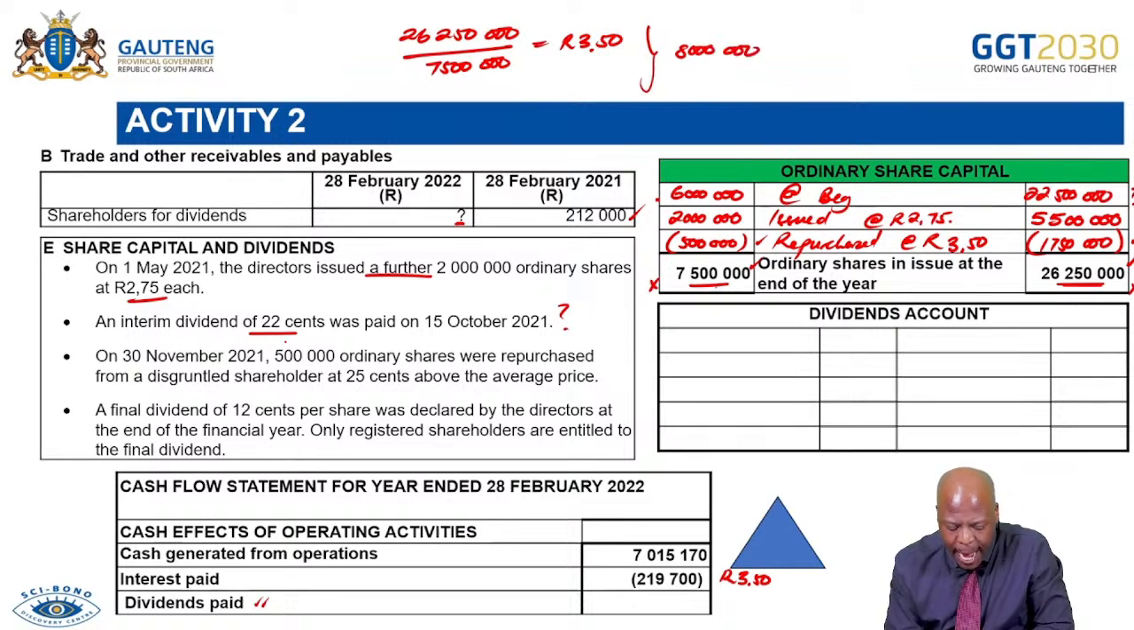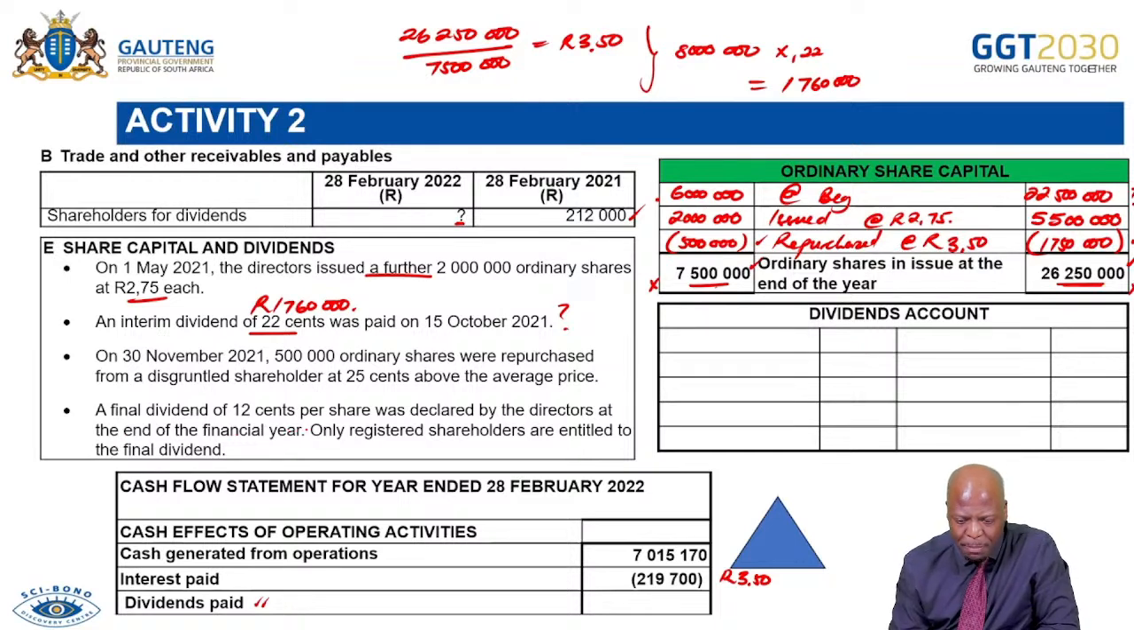After we had 8 million, then we are told an interim dividend of 22 cents was given. So it will be 8 million multiplied by 22 cents. That will give us how much? 1,760,000. That becomes my interim dividend here. That is my interim dividend. All right, let's come now.